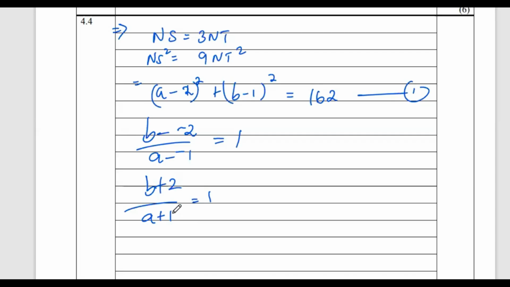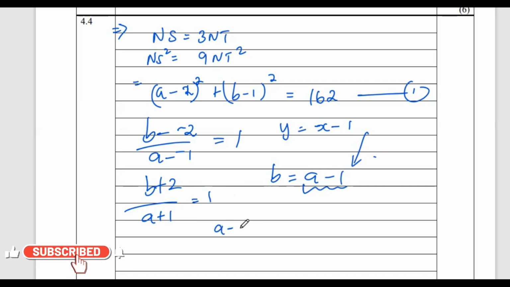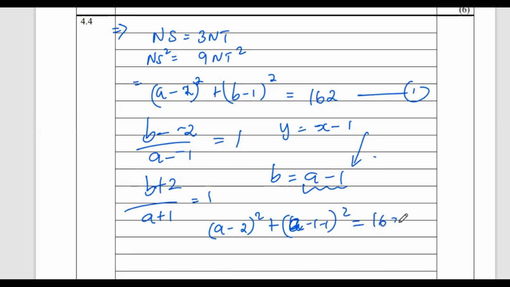Let's try to make b the subject, which is a minus 1. Or alternatively, even from that equation of the x minus 1, if you replace b and a, you just straight away get to that. Then we need to substitute this b with that. So it's a minus 2 squared plus b, which is a minus 1 squared, is equal to 162.